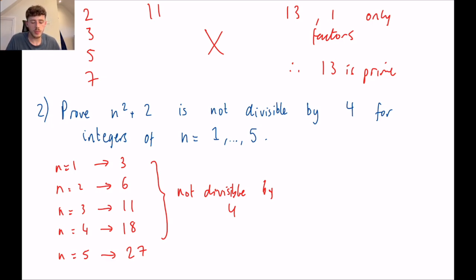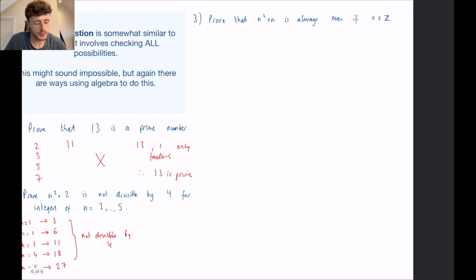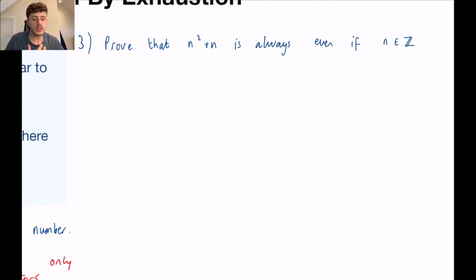You could prove this by showing that they all give a remainder of something that isn't 0. So the first one would be remainder 3, second one remainder 2, and so on. But that should be good enough as this is quite a simple example. And up here, something that is slightly more complex and will make you think a bit differently. Prove that n squared plus n is always even if n is an integer.